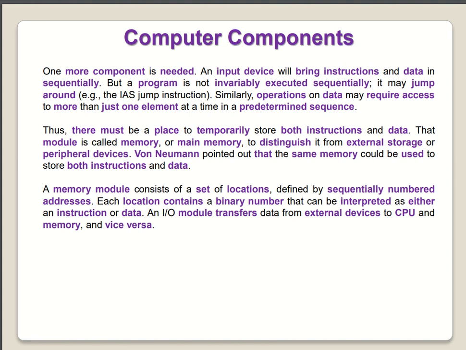The I/O module transfers the data from the external device to the CPU and main memory and vice versa. So the I/O module takes the data from the external device and sends it to the CPU and memory, and stores it in the memory. Then this is what John von Neumann said: program and data are stored in the memory.